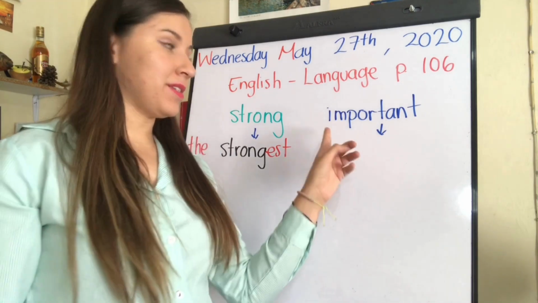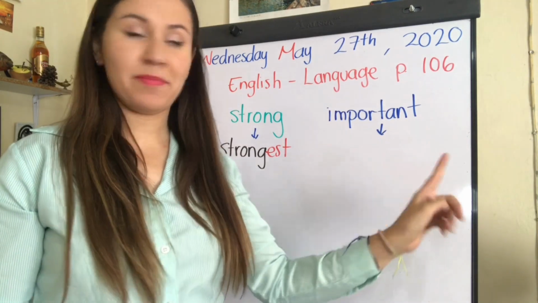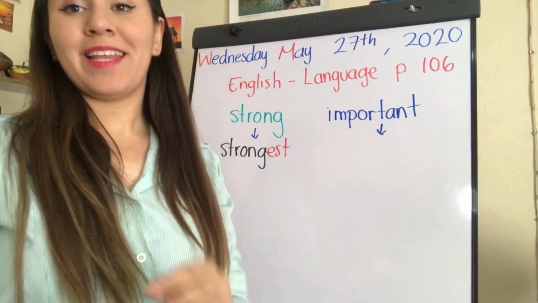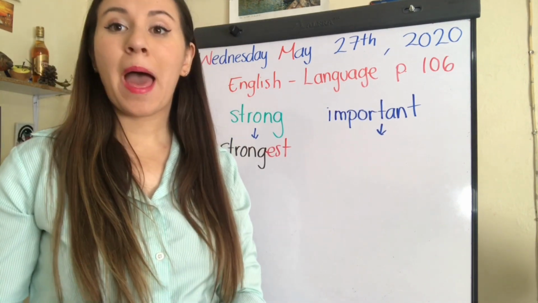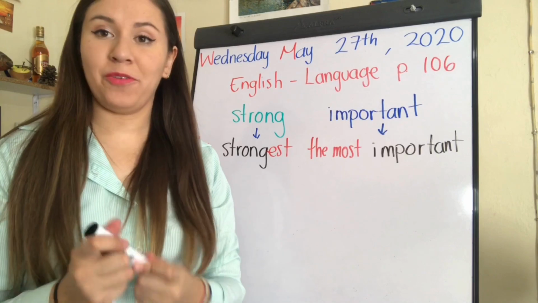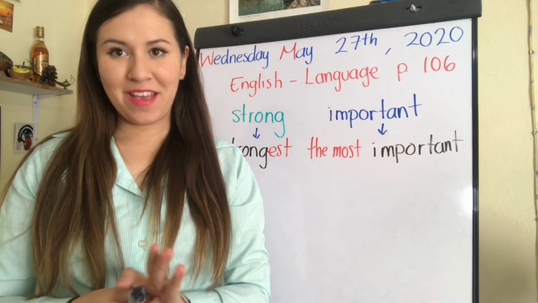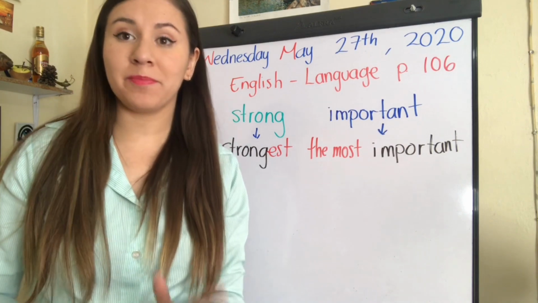And now we have this other word, important. It has three syllables. That means that we have to use most. And we have the most important. Example, family is the most important people.